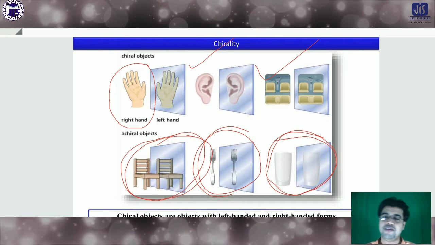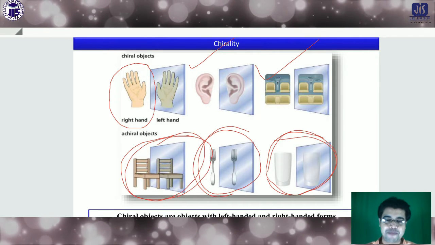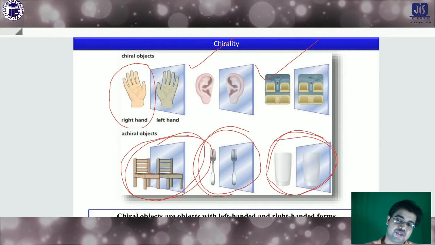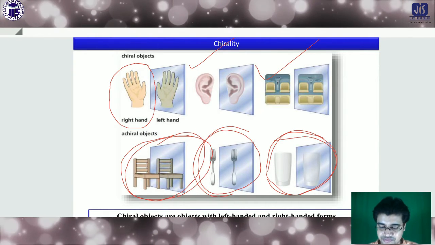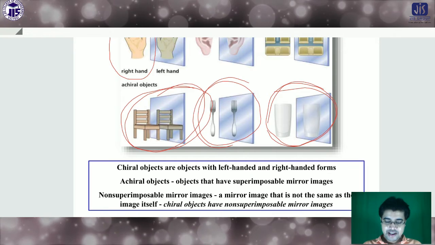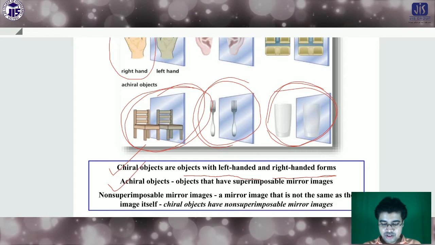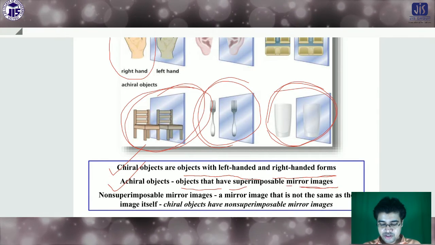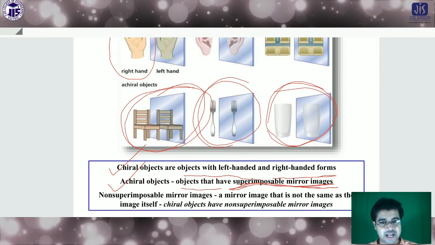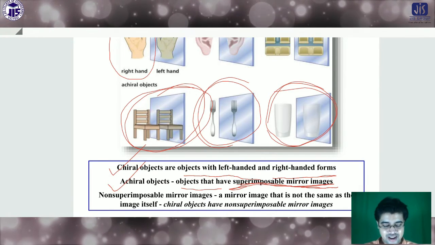Now in the scientific term, what is the meaning of similar? Similar means it is superimposable. If you keep one object over the other and they coincide, then it is achiral. Chiral objects have left-handed and right-handed forms. Achiral objects have a superimposable mirror image. That means the mirror image of the particular compound will be parallel or overlap with the other, and these are called the achiral objects.